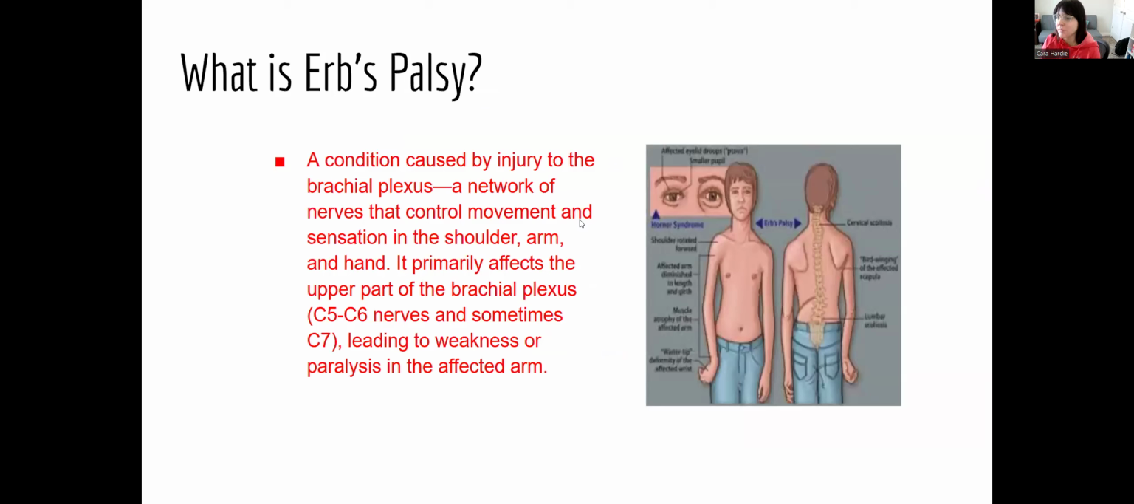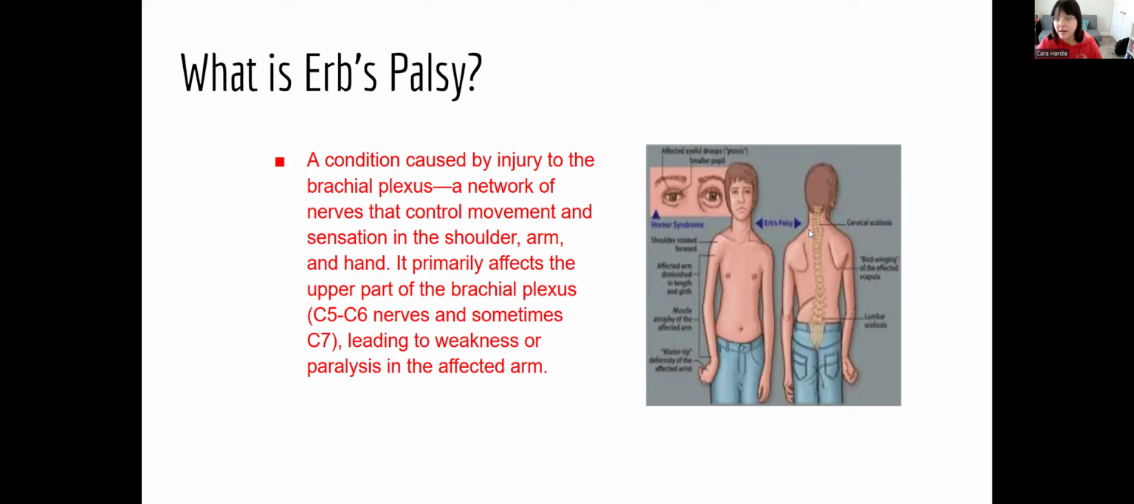Okay, you might be wondering what Erb's palsy is. It is a condition caused by injury to the brachial plexus. And the brachial plexus is a network of nerves that control movement and sensation in the shoulder, arm, and hand. It primarily affects the upper part of the brachial plexus, which includes the C5 and C6 nerves. It sometimes will include that C7 nerve. That's less common, but it does happen sometimes. And this just leads to weakness or being paralyzed in the affected arm.